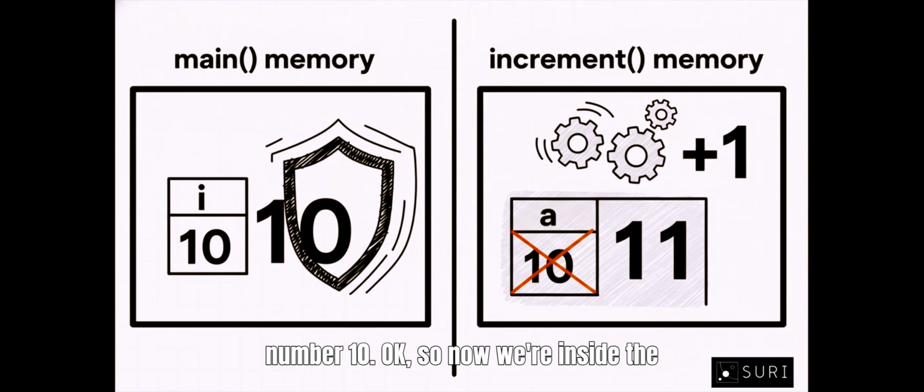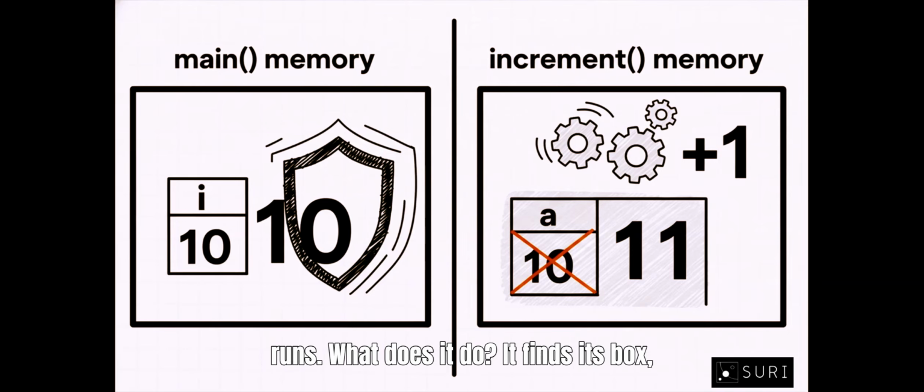Okay, so now we're inside the increment function. The line a++ runs. What does it do? It finds its box, the one named a, and changes the value inside to 11. But here's the thing. The increment function is in its own little world. It has no idea that a box named i even exists out there in main. It can only see its own local variables.